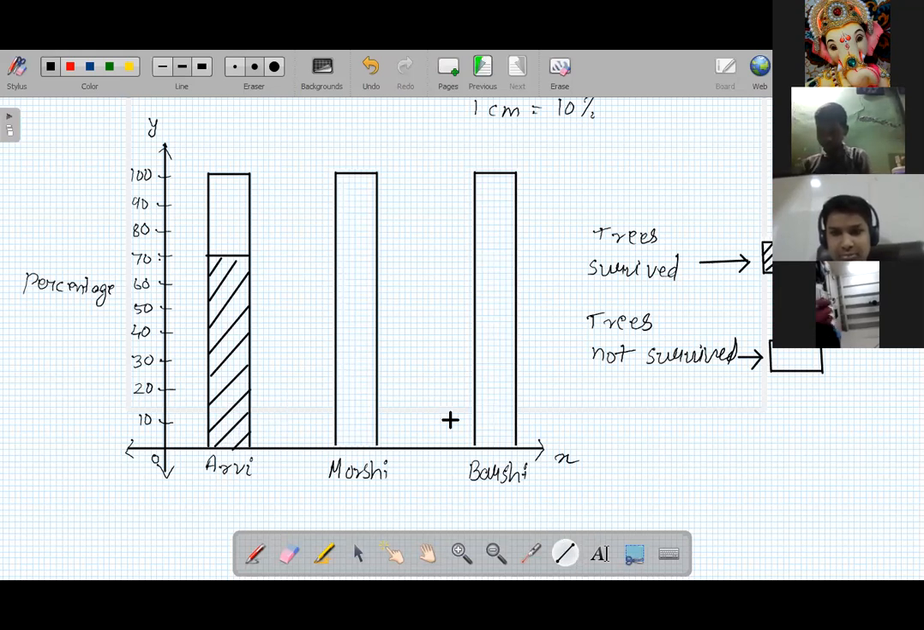Now in Morshi, how much percentage? 60%. So at 60, you put the bar. And 60% survived, so I'll give the pattern here.